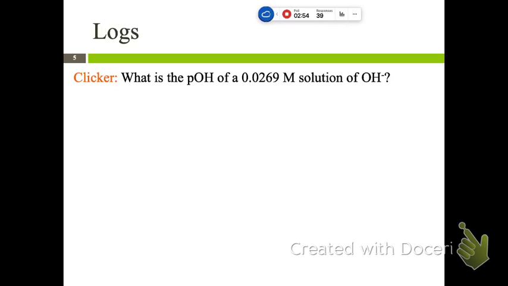If you have the H plus ion concentration, yeah. Do you? pH is negative log of the H plus ion concentration. Do you know what the H plus ion concentration is? Yep.